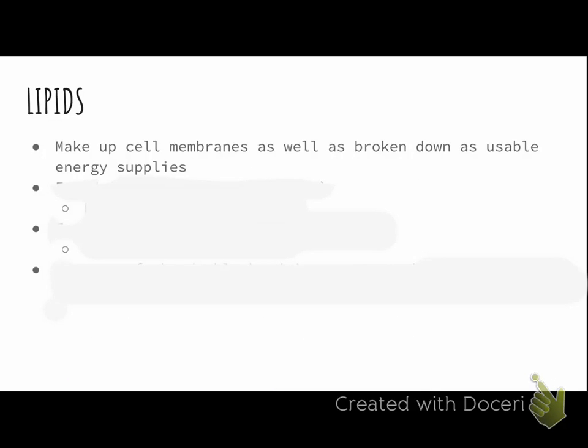All right, next we have lipids. Just recalling that our lipids do make up cell membranes, but your lipids can also be broken down as a usable piece of energy as needed. So if the carbohydrates are not there for an energy supply and extra energy is needed, we can use the lipids for that.